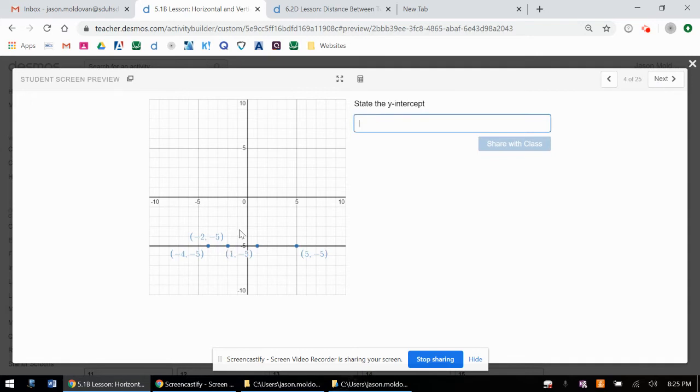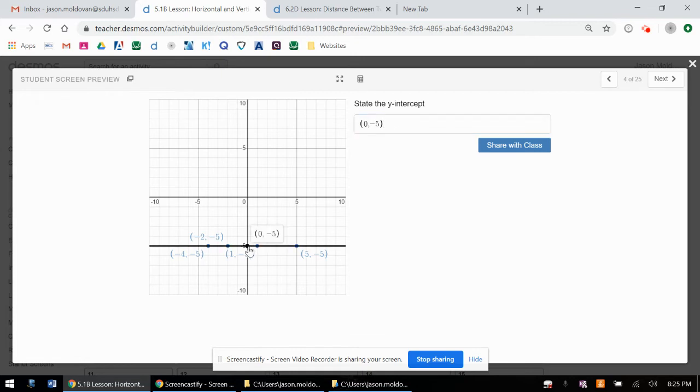Now we're going to state the y-intercept. That is where the line crosses the y-axis. So we'll follow the y-axis. We might even click right here. And our y-intercept as an ordered pair is 0, -5. So it's that -5 that shows up everywhere again.